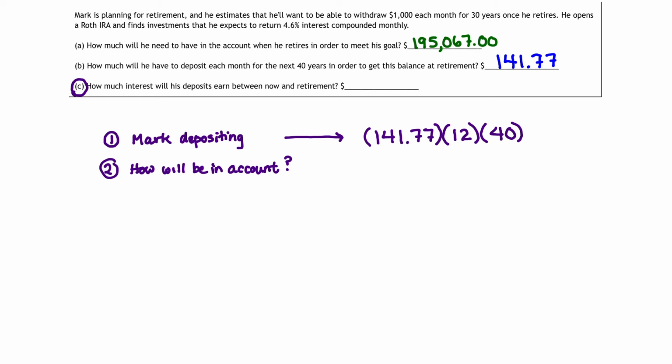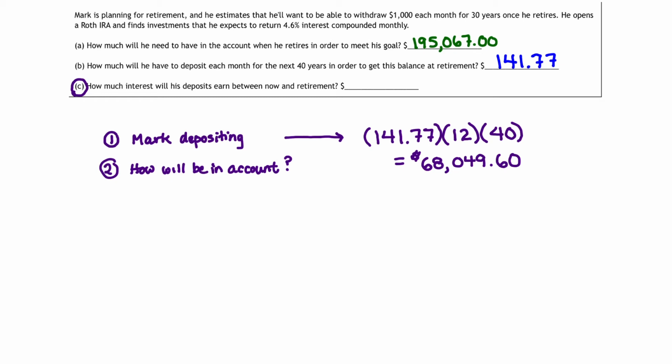So let's multiply those three numbers together, 141.77 times 12 times 40. And when you do, you should get the same number as I do. That is $68,049.60. This is the amount that Mark is depositing over the course of 40 years into this retirement account.